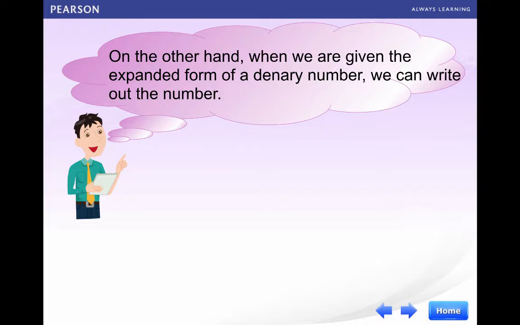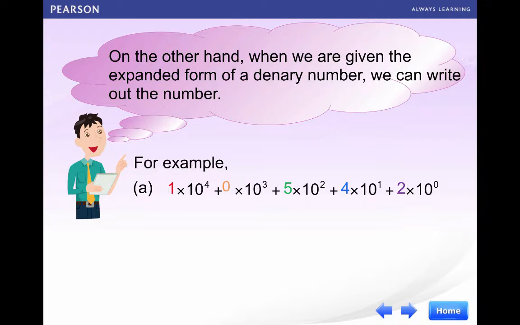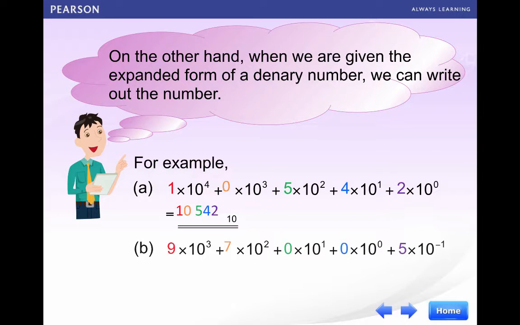Sometimes we are given the number in the expanded form and we try to find it back. What would be the number here? For part A, we already colored the value. Remember, look at the last term, it is 10 to the power 0. So 2 will be the unit digit. So you have 10542 as the value of this number.